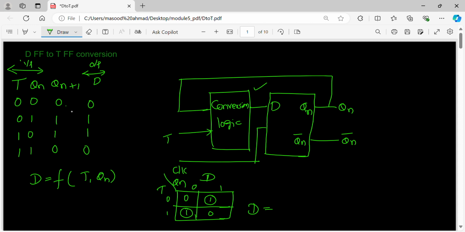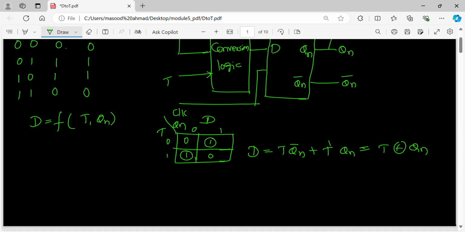T Qn bar, and this is T bar Qn. So this is nothing but T XORed with Qn. Okay, so now the whole conversion process is very simple.